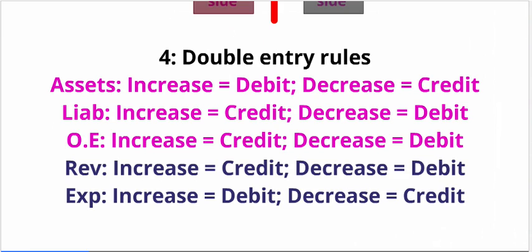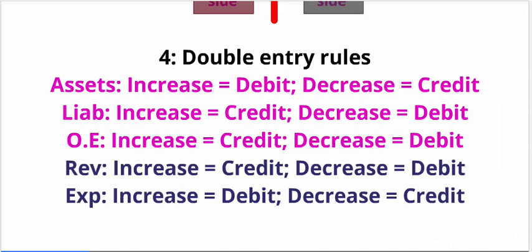Double entry rules. And again, link this back to the balance sheet. If we increase an asset, assets going up, so we've bought more stock, then we debit the stock account. If an asset goes down, and your classic asset going down is when you pay money out of your bank account, that's going to result in a credit to that asset. Liabilities and owner's equity, they're on the opposite side of the balance sheet, so we do the exact opposite.